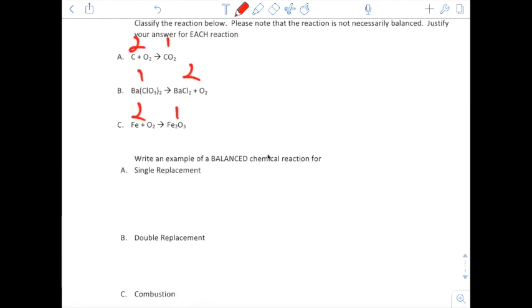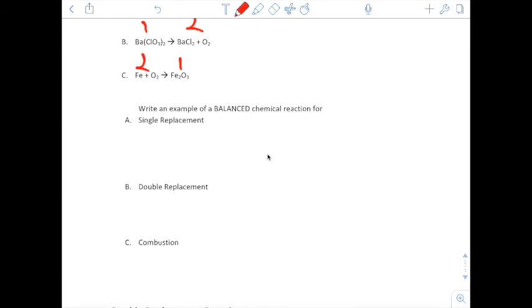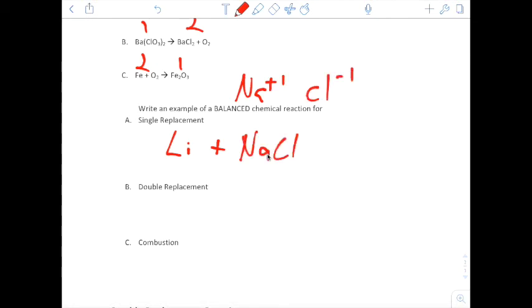And then it wants us to write an example of a balanced chemical reaction for a single replacement reaction. Now, this can be any type of single replacement reaction, so it can really be anything. To pick this, to make sure the reaction takes place, pick a metal that's really high on the activity series, like lithium. So we'll say single replacement, we have lithium reacting with some sodium chloride. So sodium is Na plus 1, chlorine Cl minus 1, so it's just NaCl.